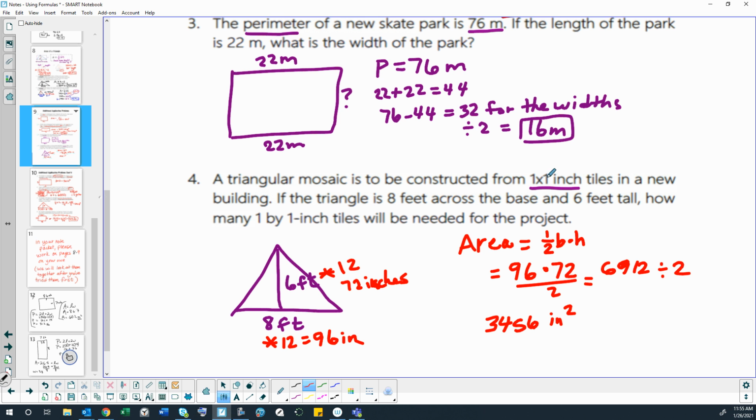So how big is each of our tiles that we're going to be using? Each tile is 1 square inch, right? So if the area is 3,456 square inches, doesn't that mean it'll just be 3,456 tiles? 1 for each square inch.